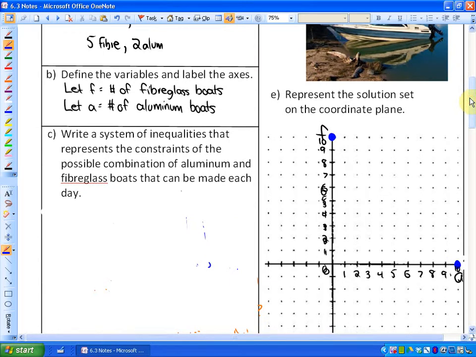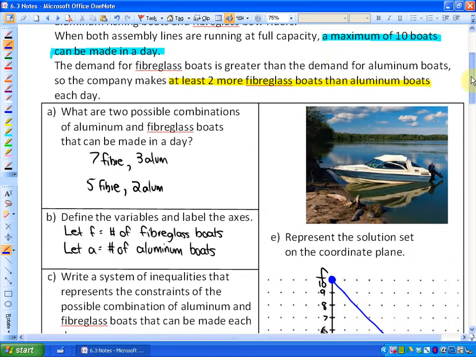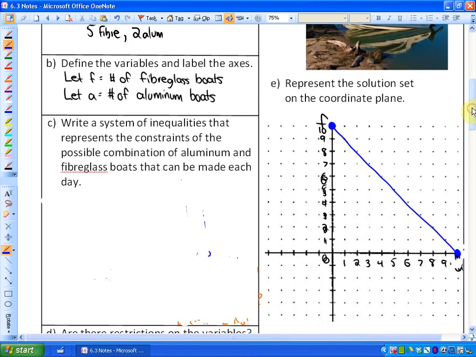So what I would do is draw that as a solid boundary line. The next thing to ask yourself is which side of that boundary line should I shade? So if it's a maximum of 10 boats in a day, what I would want to represent is possible combinations. So underneath that line represents less than 10 boats a day. So all of these combinations below that line are less than 10 boats a day.